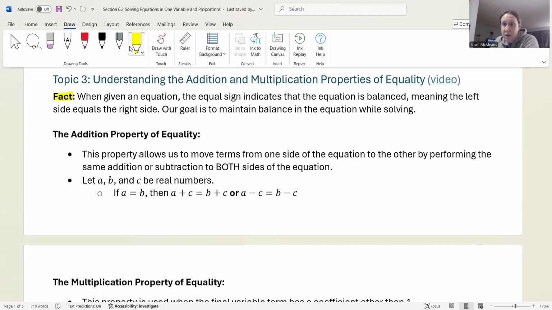So if A, B, and C are real numbers and we're told that A is equal to B, then we could add C to A, but to maintain balance, we would also have to add C to B. So what this property does is it allows us to add something to both sides of the equation, which allows us to keep that balance. We could also subtract from both sides of the equation. So you can see right here, if we add C to both sides of the equation, we still get a true statement. The left still equals the right. If we subtract C from both sides of the equation, again, we have a true statement. The left side equals the right side.